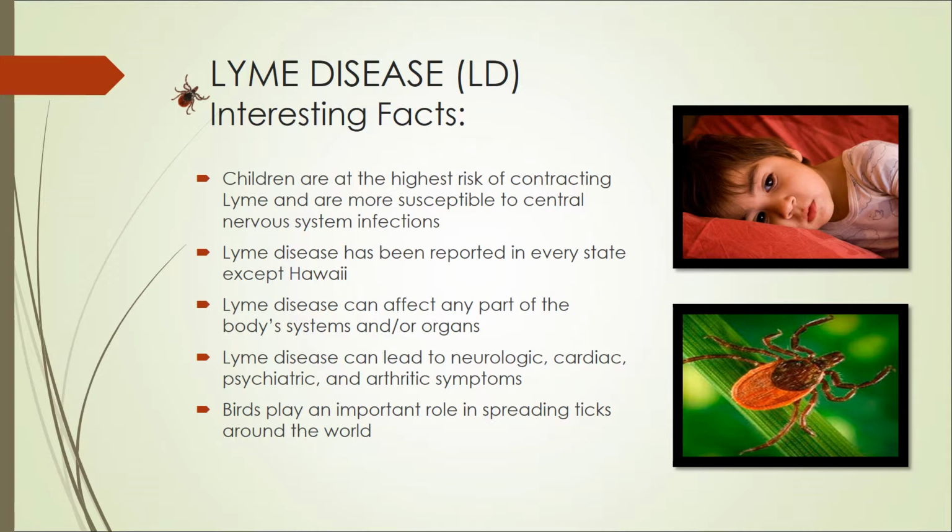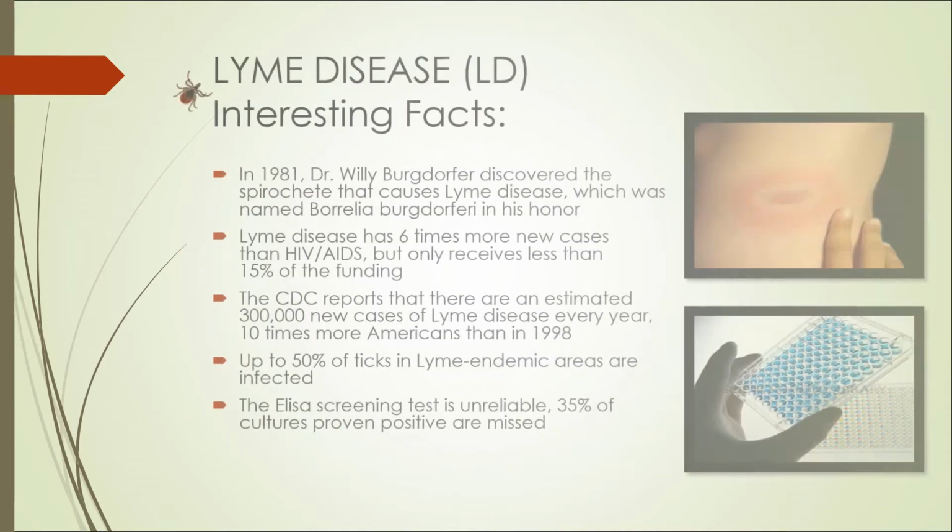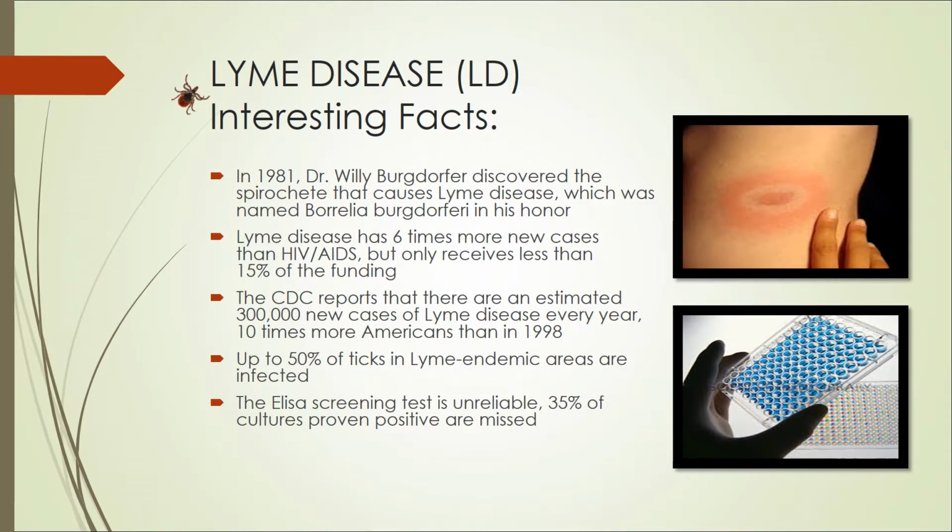Birds play an important role in spreading ticks around the world. In 1981, Dr. Willy Burgdorfer discovered the spirochete that caused Lyme disease, which was named Borrelia burgdorferi in his honor. Lyme disease has 6 times more new cases than HIV or AIDS, yet it receives less than 15% funding. Lyme disease infects 300,000 people a year, 10 times more Americans than previously reported.